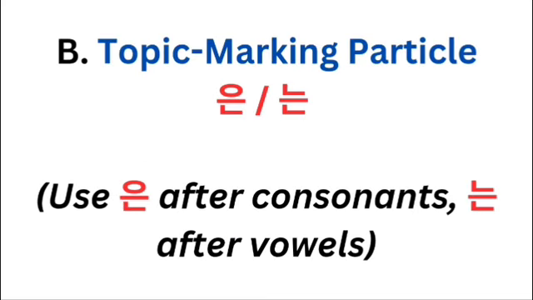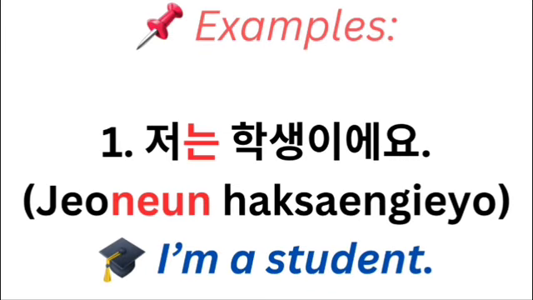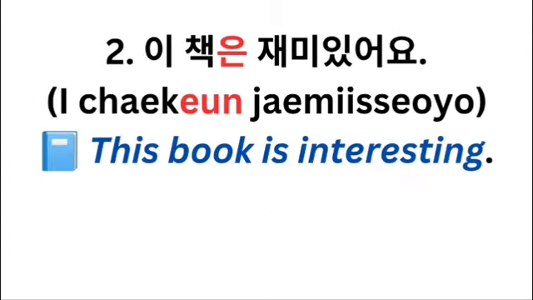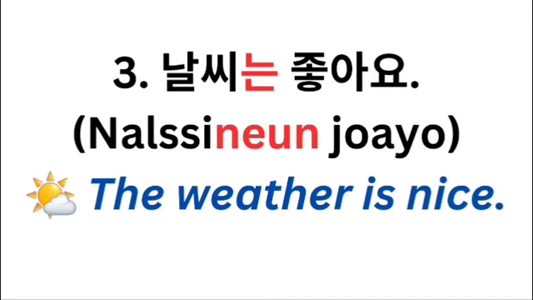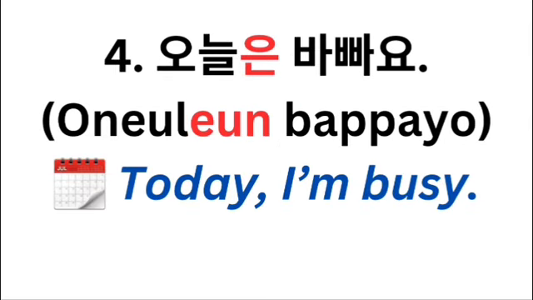Topic marking particle 은, 는. Use 은 after consonants, 는 after vowels. 저는 학생이에요. I'm a student. 이 책은 재밌어요. This book is interesting. 날씨는 좋아요. The weather is nice. 오늘은 바빠요. Today I'm busy.